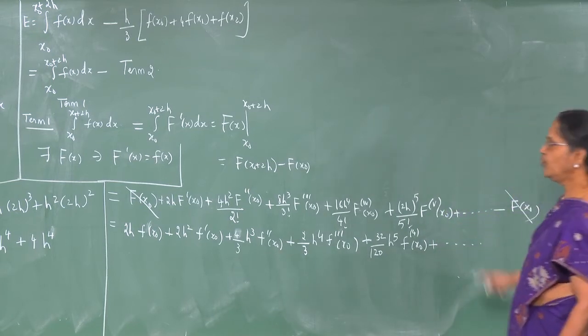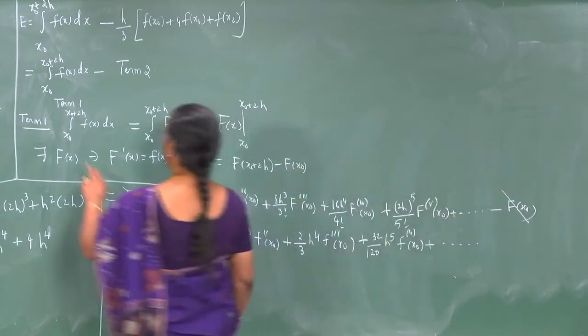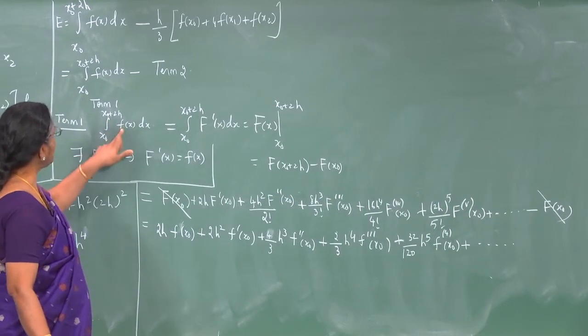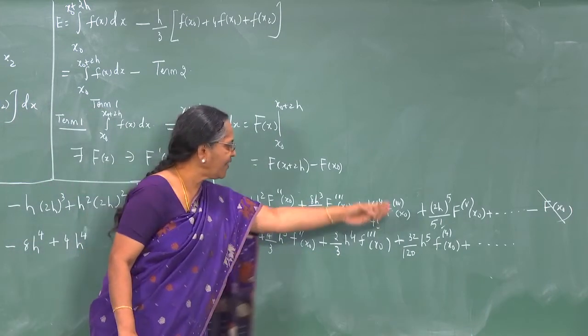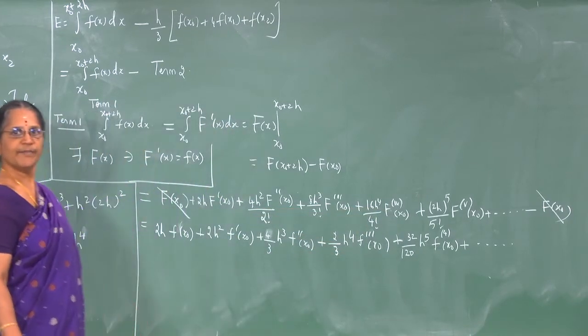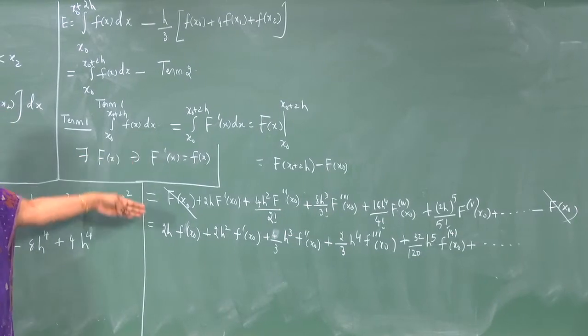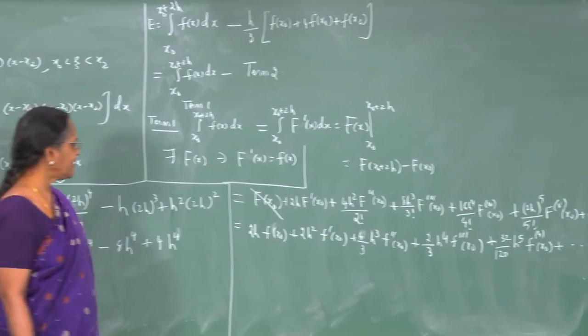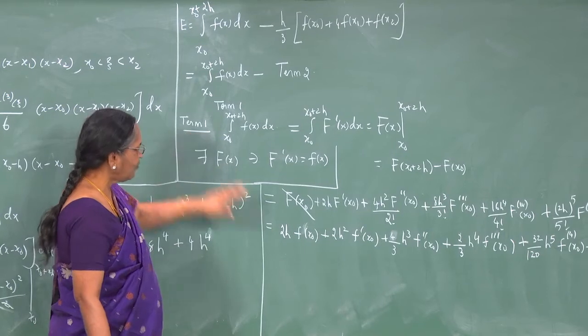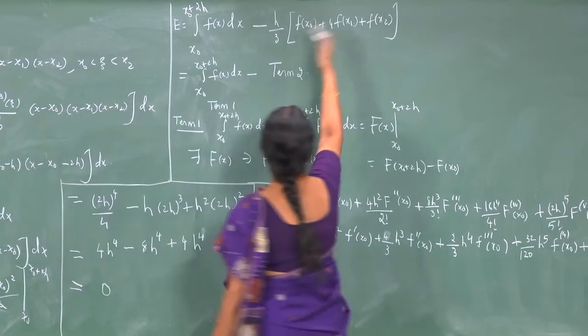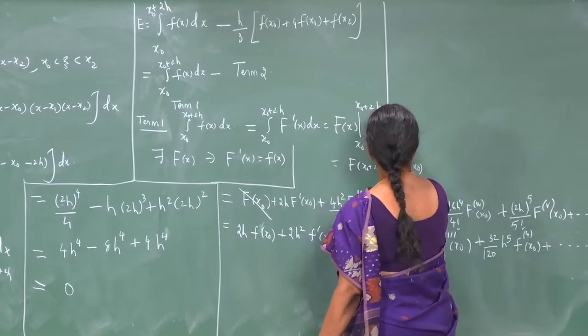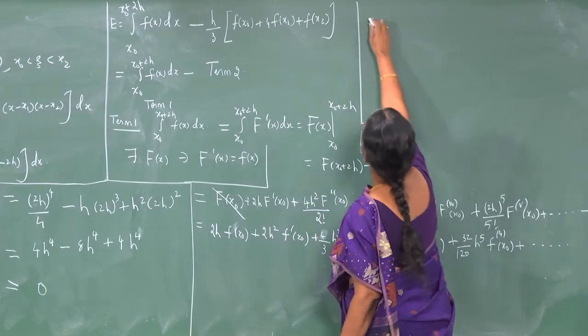So, we have been able to express integral x naught to x naught plus 2h f of x dx in terms of the function values and its derivatives using fundamental theorem of integral calculus and Taylor series. So, let us keep term 1 as this. Now, we move on to term 2 and then evaluate what it is.